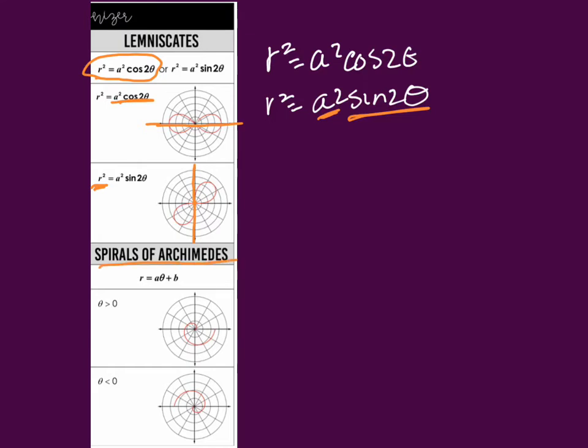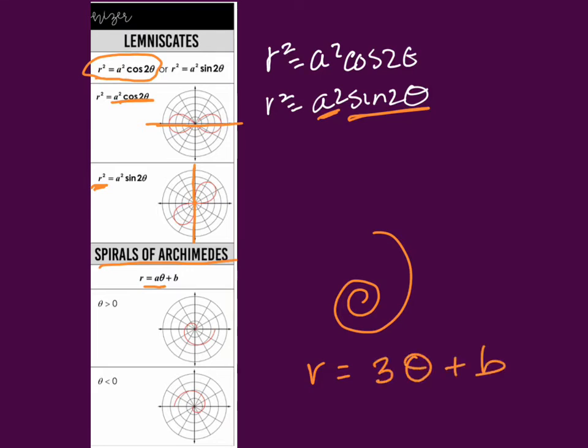And lastly, most fun, is the spiral of Archimedes. All right, and that just means it's like this, okay? It spirals out. And that's when you just have r equals some number times theta plus b, which could be 0. So if you have r equals 3 theta, that's going to be a spiral, or plus b. All right, so let's see what the first thing asks us to do in our notes.